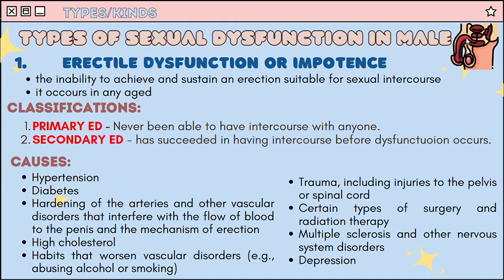So, secondary naman, has succeeded in having intercourse before dysfunction occurs. So, dito, tsaka lang siya nangyayari or tsaka lang niya nakuha itong impotence na ito pagkatapos niyang makipag-intercourse sa ibang tao. Next, so, most people kasi incorrectly believe na ang erectile dysfunction ay nangyayari psychological only.